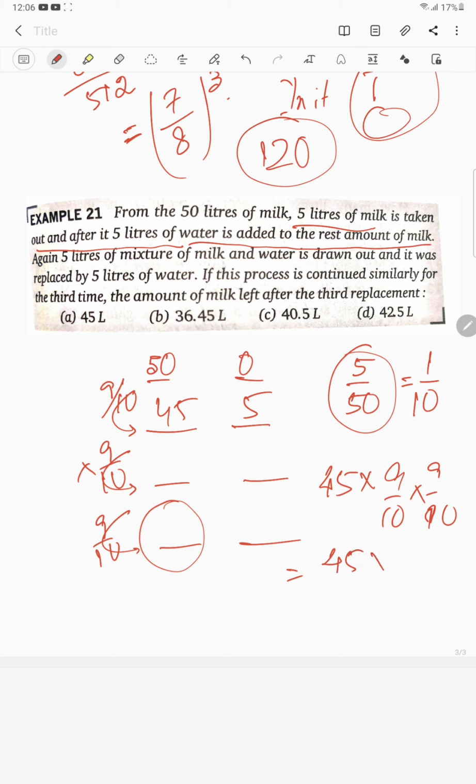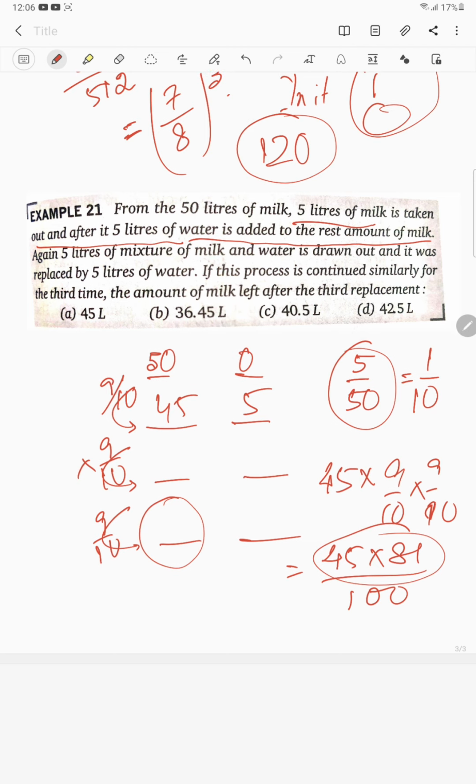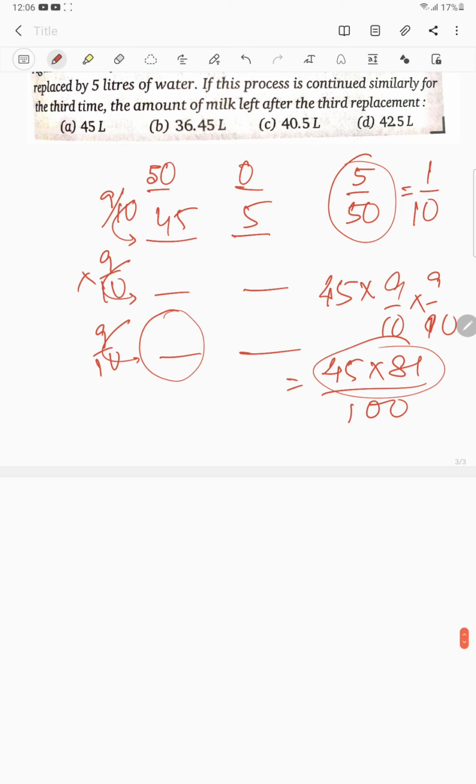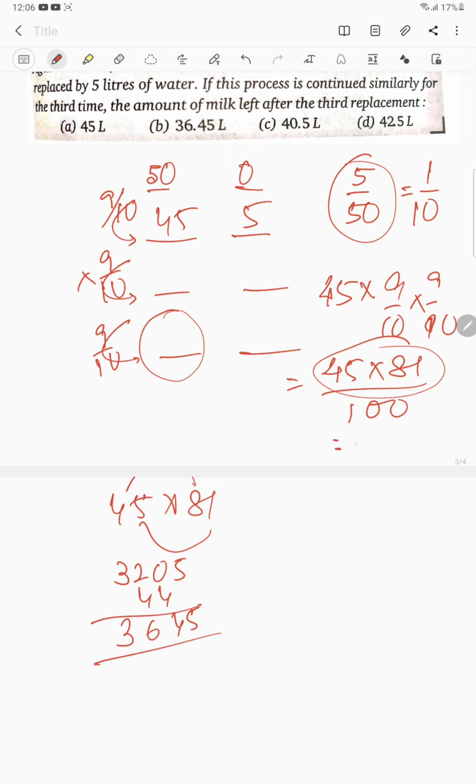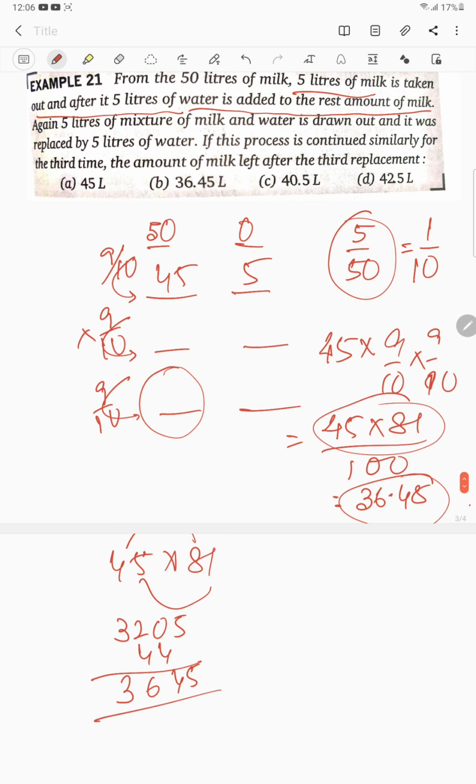Okay. So to get the amount of milk that is left, we have to multiply 45, 81, 100. How to multiply this very fast? It is a Vedic method, Vedic maths process, right? And the process is, I'm just showing it slowly. This, this, 40, 5, 4, 6, so 36.45, right? So this will be the answer.